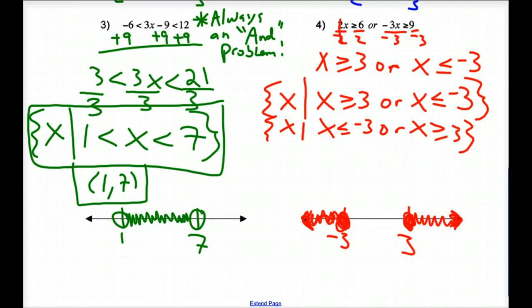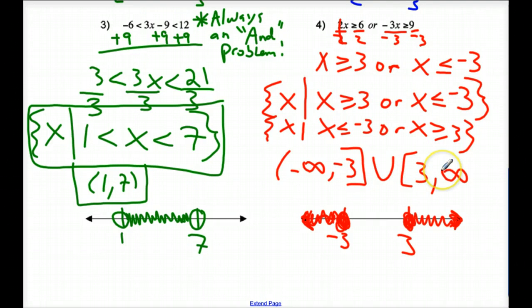Good job, Sean. McNulty, give me an interval notation. Parentheses, negative infinity, comma, -3, bracket. Say union. Union, bracket, 3, comma, infinity, parentheses. Beautiful. You were the man, dude.